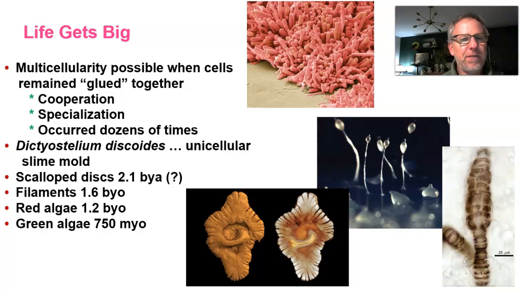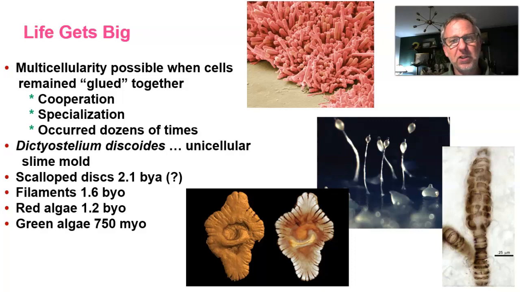We start seeing filaments of organisms fossilizing 1.6 billion years ago. Just little strings of cells that are stuck together. Red algae. There's a red algae depicted in the bottom right-hand corner. You can see a size scale there for how big it was. 1.2 billion years old. Green algae, not depicted here.